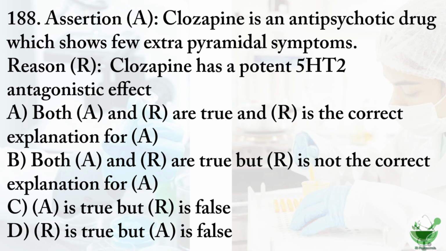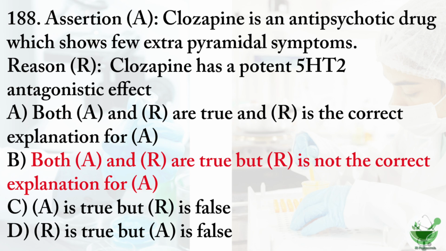The options are option A, both A and R are true, and R is the correct explanation for A. Option B, both A and R are true, but R is not the correct explanation for A. Option C, A is true but R is false. Option D, R is true but A is false. The right option is option B, both A and R are true but R is not the correct explanation for A.